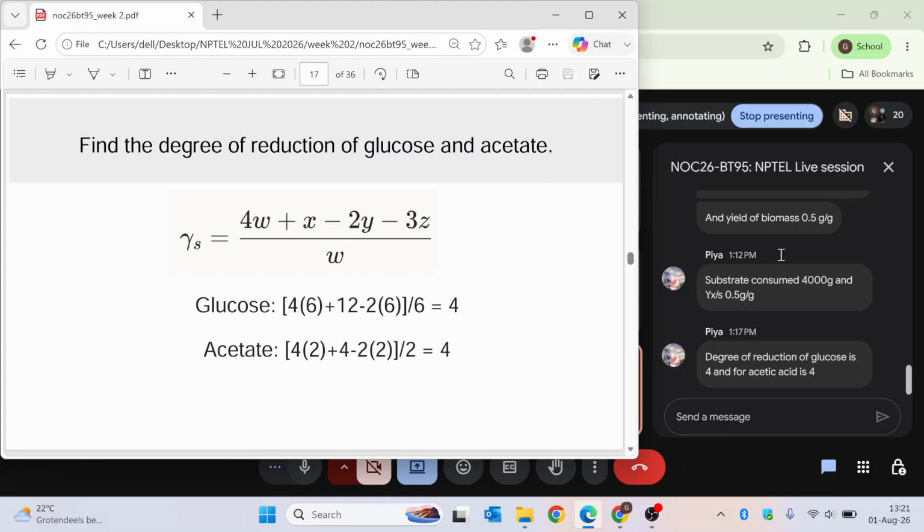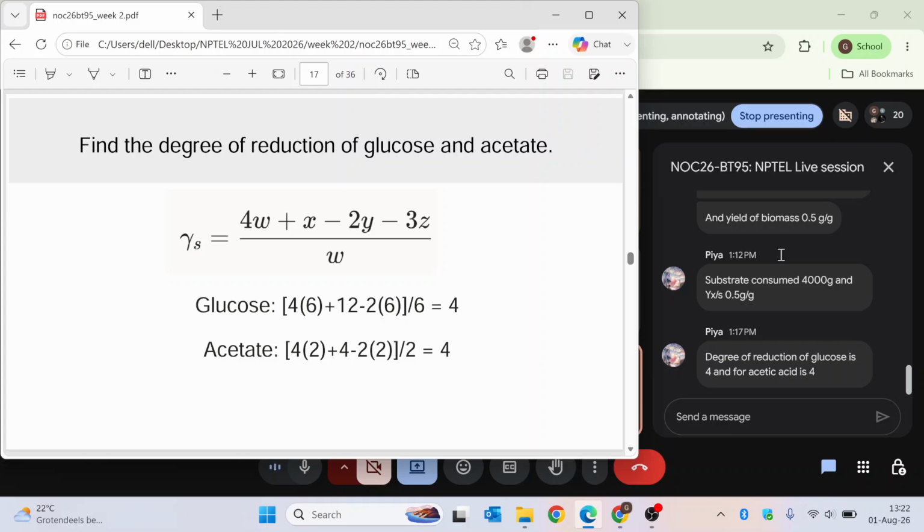Okay, so this is the formula for finding the degree of reduction. W is the number of carbon, X is hydrogen, Y is oxygen, and we don't have the other term in both acetate and glucose, and W here is the carbon equivalent. So based on that, both acetate and glucose have a degree of reduction of 4.